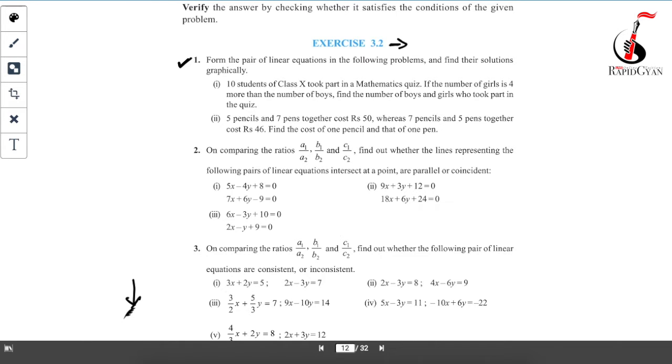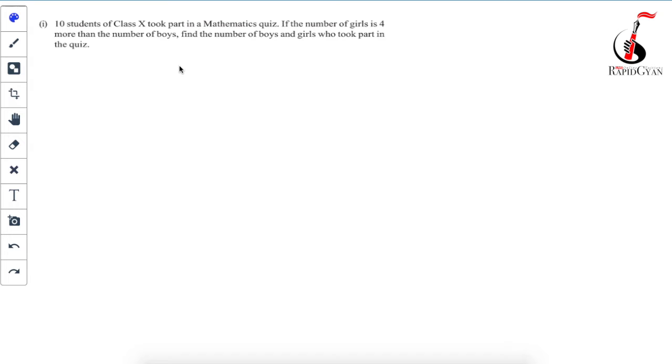So what is the first question saying? Form the pair of linear equations in the following problems and find their solutions graphically. So first we have to form the pair of linear equations, and then we have to draw the graph and find the solution. Let's start with the first one. What is the first one saying? 10 students of class 10th took part in a mathematics quiz. If the number of girls is 4 more than the number of boys, find the number of boys and number of girls.